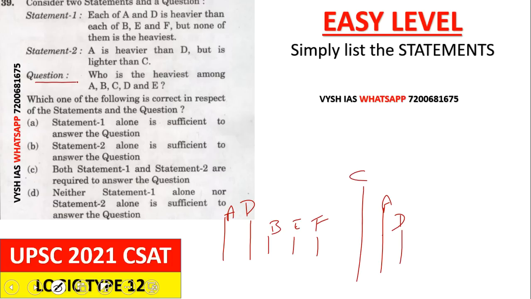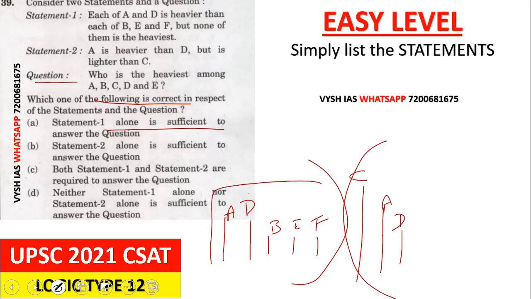Seeing both these pictures, picture 1 and picture 2, you can tell C is the heaviest. But which of the following is correct in respect of the statements and the question? Statement 1 alone is sufficient. In statement 1, we cannot tell which is the heaviest because we don't know whether A and D are equal weight or one of them is higher, or what the condition of C is. So statement 1 alone is not sufficient. Statement 2 alone is sufficient? Statement 2 is telling that A is heavier than D but lighter than C, but we don't know the condition of B, E and F. So statement 2 alone is not sufficient.